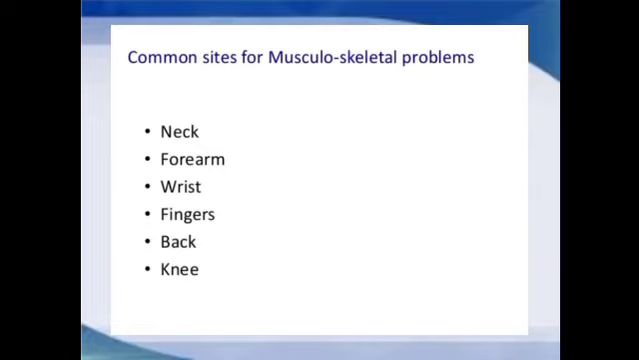So, here are the common sites of musculo-skeletal problems. The neck, the forearm. Some may not know what the forearm is. This is what we call our forearm, the part of the arm by the elbow down to the hand. Then the wrist, which connects our arm and our hand. That is what we call the wrist. Also, the fingers, the back, and the knee. Those are the musculo-skeletal problems.